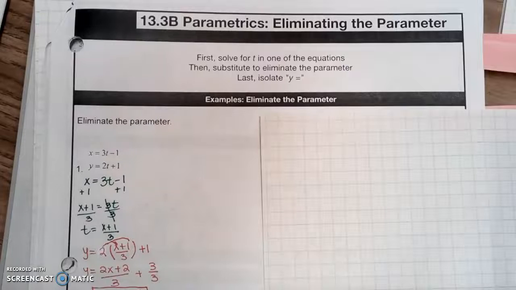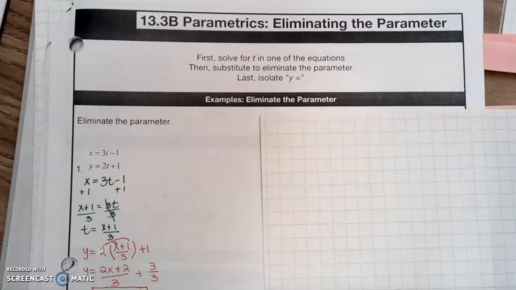This is titled Parametrics. We're going to be eliminating the parameter. So they want us to first solve for t in one of the equations, then substitute to eliminate the parameter, and then last get the y by itself. Okay, so there's a lot of substituting. It's very similar to solving systems.